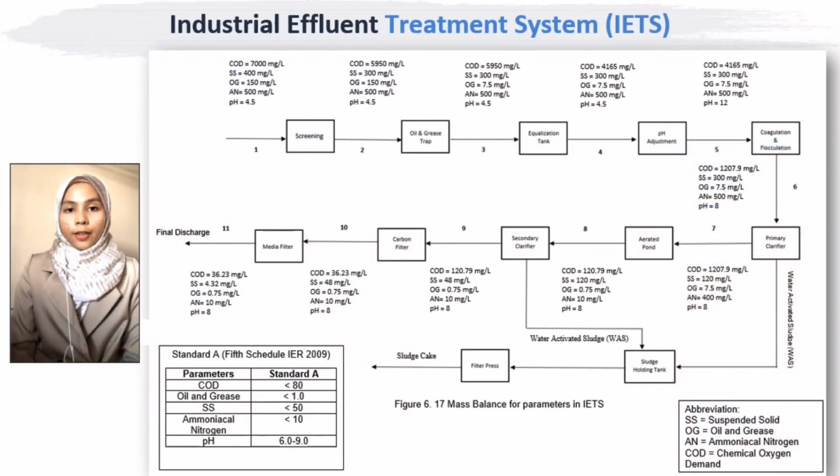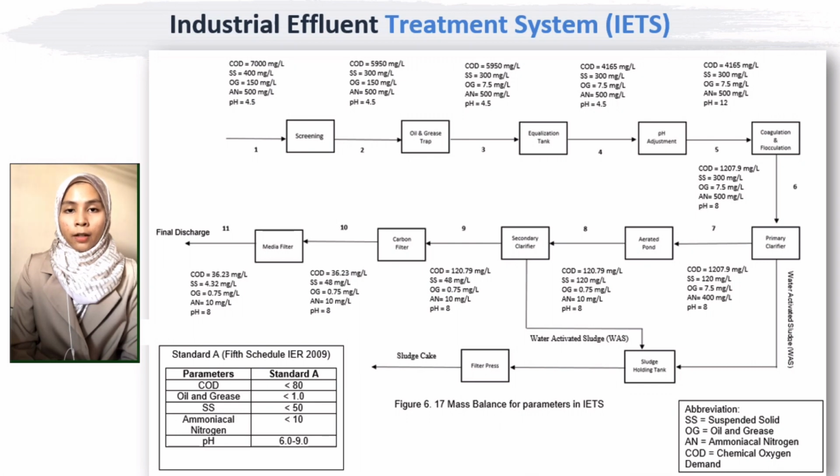For the wastewater management, an industrial effluent treatment system (IETS) is designed to treat the wastewater by following the IER 2009. The main purpose of the IETS is to ensure that the wastewater contaminants follow the limits stated before being discharged to any sources of water. The figure shows the design of the IETS, which consists of primary, secondary, and tertiary treatment.